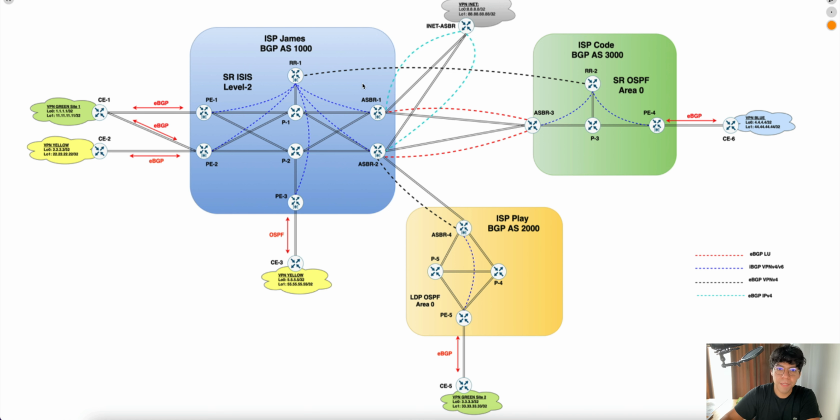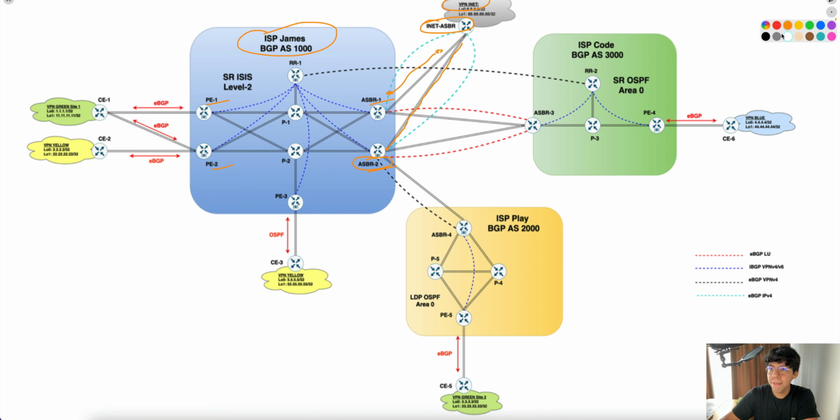So in this network, again, we continue with ISP James. I have P1, P2, ASVR1, and ASVR2. ASVR1 has, again, a connection over that link towards the ENET router, the ENET ASVR. This is the external network. It represents the other service providers in the network. And I also have ASVR2. ASVR2 also has a connection over that link to the ENET ASVR.